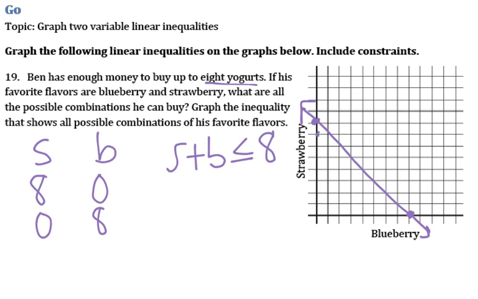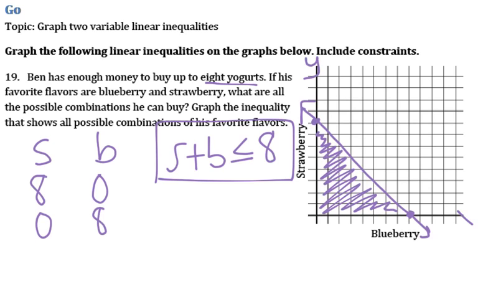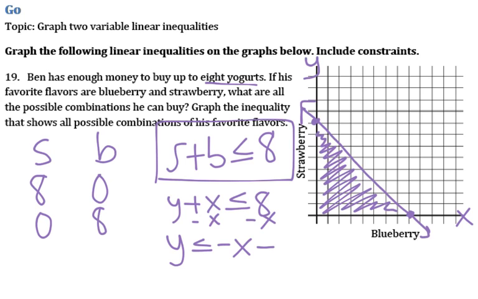Now we know that anything underneath that, the shaded part, is a possibility, which would be that inequality right there. B would be kind of like X, S kind of like Y if we thought that way. So it would be Y plus X is less than or equal to 8, which we could change to slope-intercept form by subtracting X. And you'd get Y is less than or equal to negative X plus 8, which looks like that's our same graph.